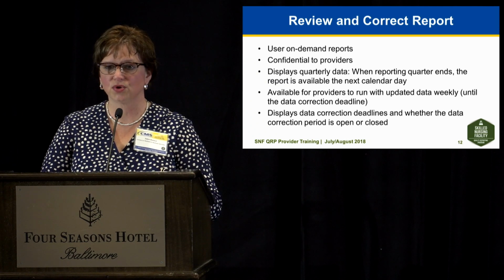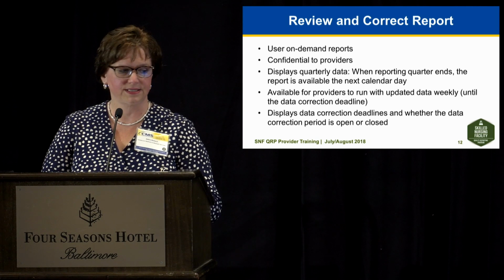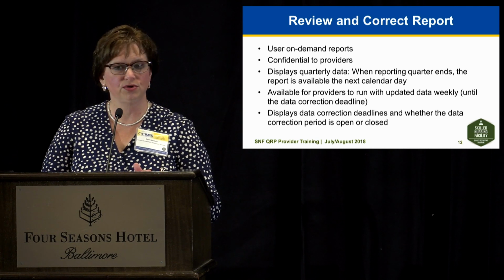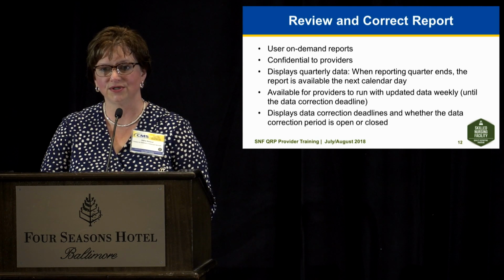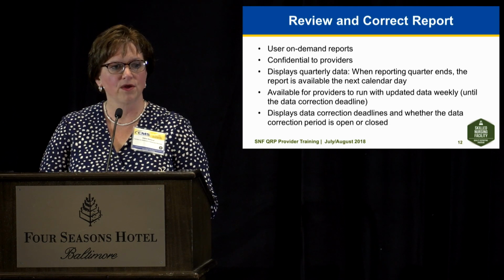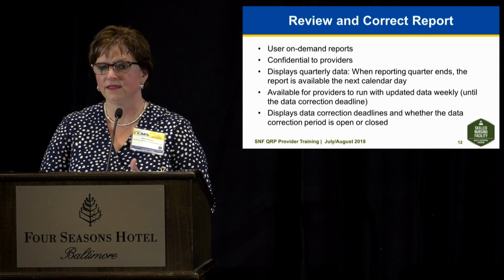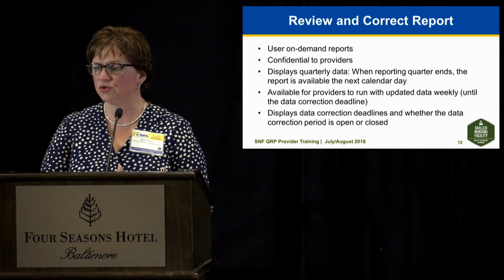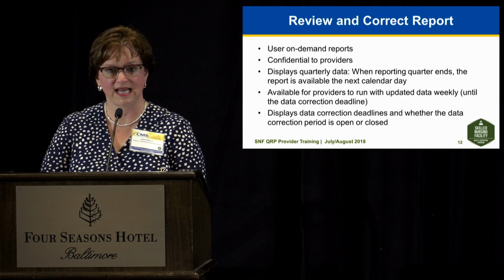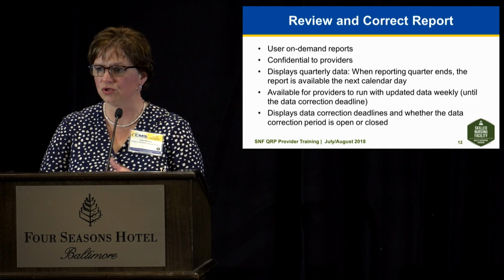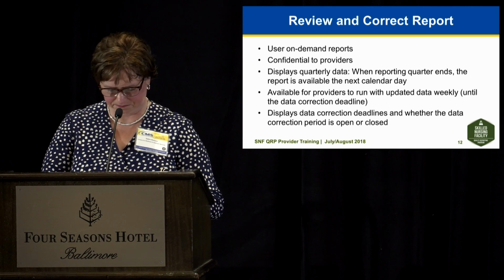This report displays data based on the quarters. When a reporting quarter ends, the measure results for that reporting quarter are available to you the very next calendar day. For example, quarter 2 2018 ended on June 30th of this year. The very next day, July 1st, began a new quarter, which means that the data for quarter 2 2018 was now added to the review and correct report. So you can begin monitoring your measure results for that quarter's data.